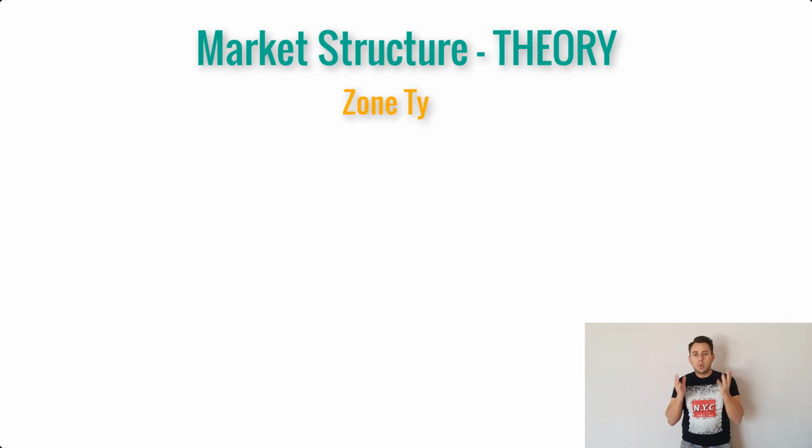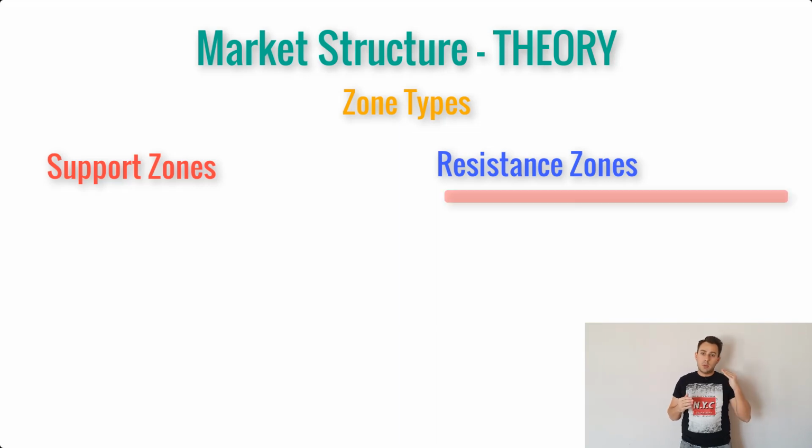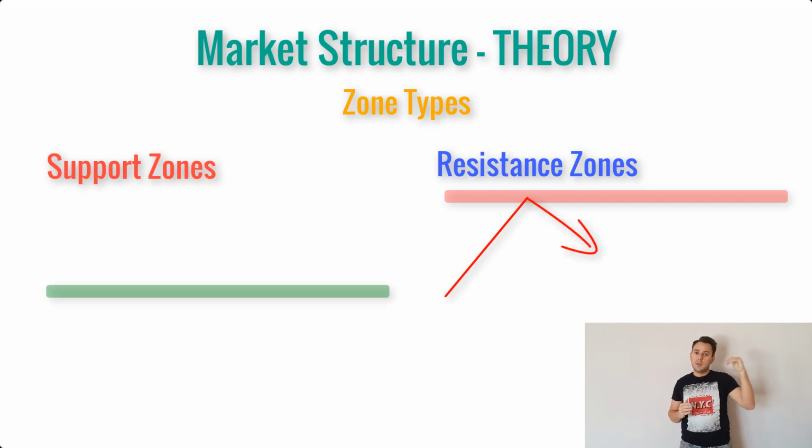Now, these zones can be qualified into two different types, the support zone and the resistance zone. Basically, a resistance zone is when price comes from underneath it and it hits it, and then that gives us a chance for it to retrace back. For the support zone, price comes from above, it hits it, and it has a chance to retrace.